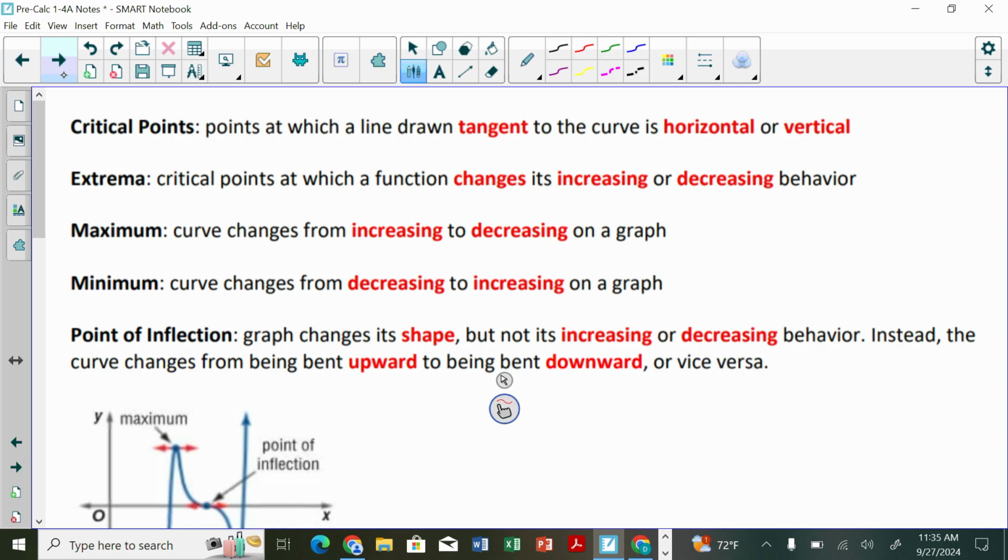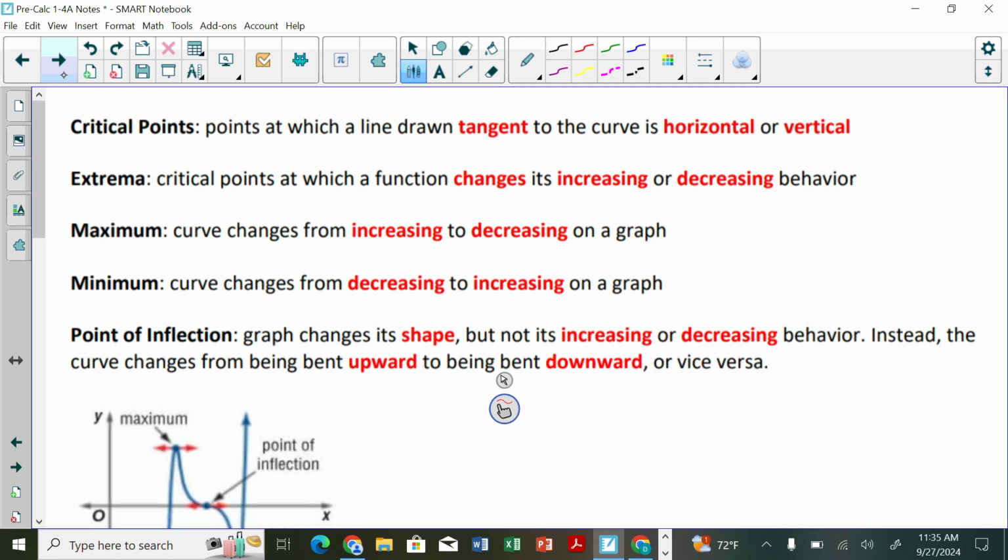So critical points. These are points that are drawn tangent to the curve, and it's horizontal or vertical. Okay, so right, the line drawn tangent. Remember, a tangent is going to touch the curve one time. Okay, one place. So that would be a tangent line.